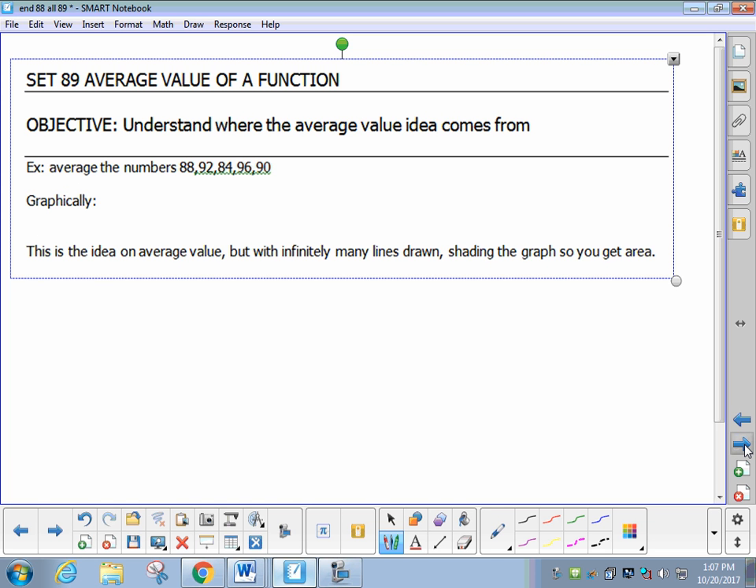Okay. All right. Tell me, can you average the numbers 88, 92, 84, 96, and 90? Yes. Mentally? 3 seconds. Go. 90. Take 2 from 92 from 88. And 6 from 96 from 84. This is 2 below 90, and this is 2 above 90. And this is 6 below 90, and this is 6 above 90. And so, if you split the differences, it is 90.